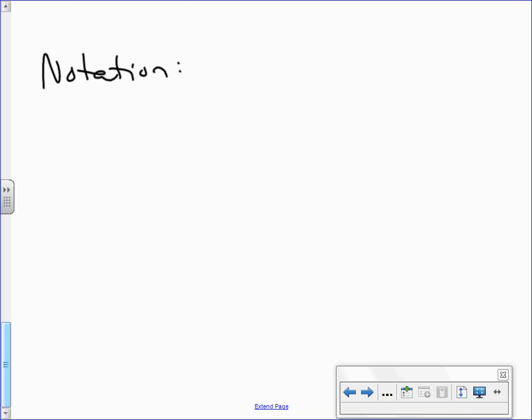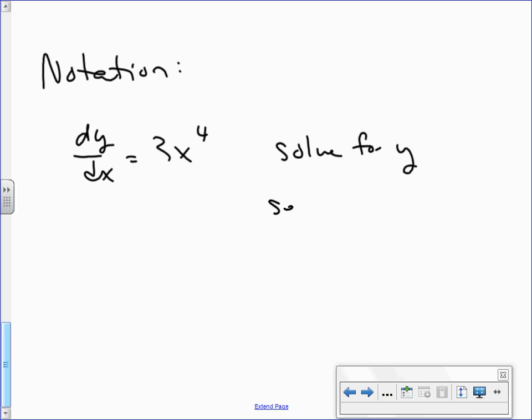There's some different ways you're going to see things. If a problem says dy dx equals 3x to the 4, and it tells you to solve for y, what we generally do is called separating the variables.